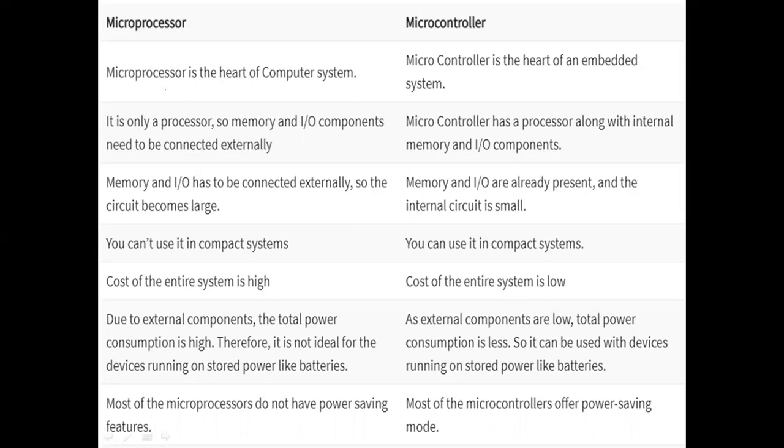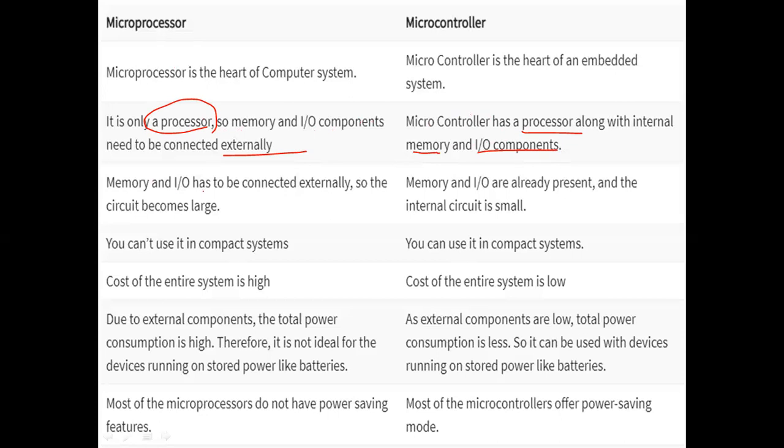Microprocessor is the heart of a computer system. Microcontroller is the heart of any electronic device or embedded system. A microprocessor is only a processor, so memory and IO components need to be connected externally. Microcontroller has a processor along with internal memory, RAM, ROM and IO devices.